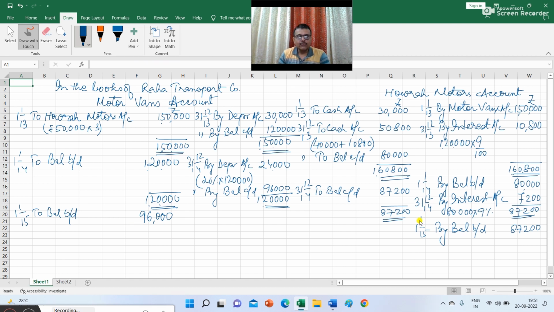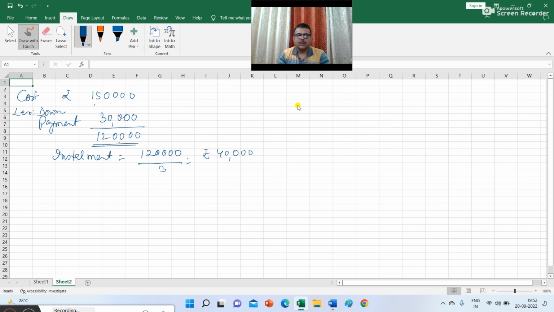Now on 1st January 2015, 2 motor vans were repossessed by Howrah Motors. So you have to value what is the written down value of the 2 vans which were repossessed by Howrah Motors, and the value of the 2 motor vans will be adjusted against the amount which is due to Howrah Motors. So let us compute the valuation of the two motor vans repossessed by Howrah Motors. So here I am doing the calculation. So this is working note number 1.